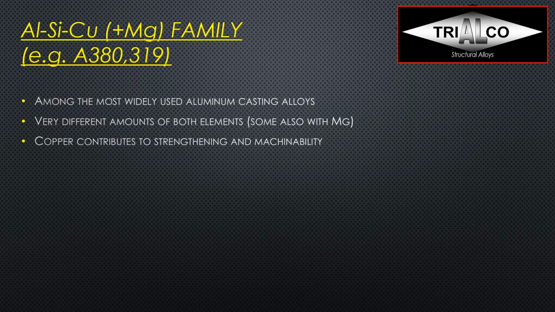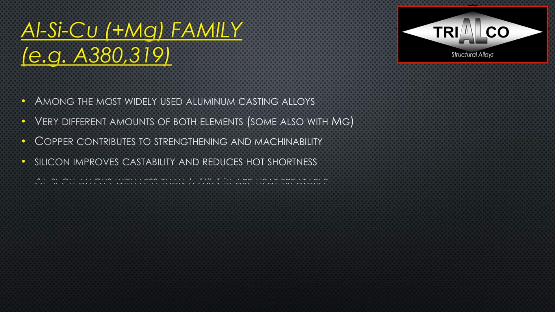Copper contributes here to the strengthening and the machinability. It of course also makes it strong at higher temperatures. That's why we can see those alloys used for a lot of engine castings. Silicon improves the castability and reduces hot shortness. And the aluminum, silicon, copper alloys with less than 5.6% copper are actually heat treatable, although most A380 castings, of course, are not heat treated because they're die castings.